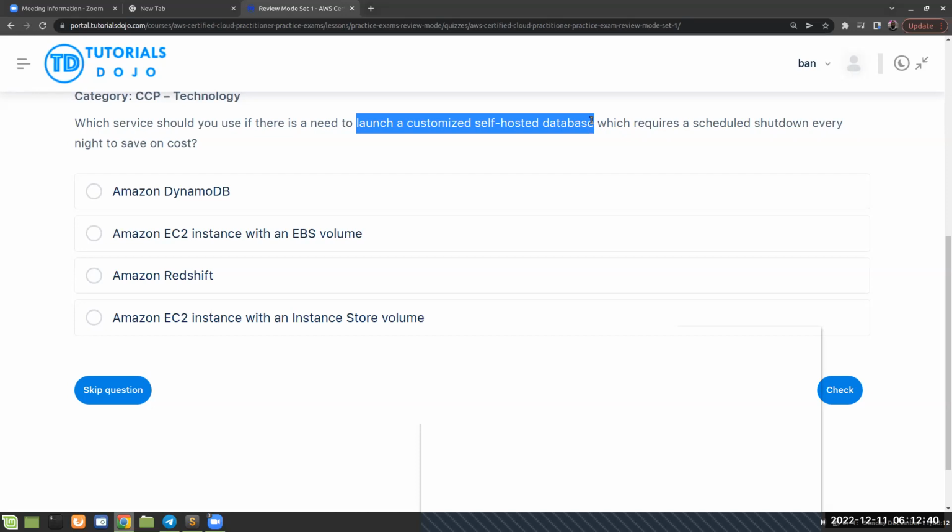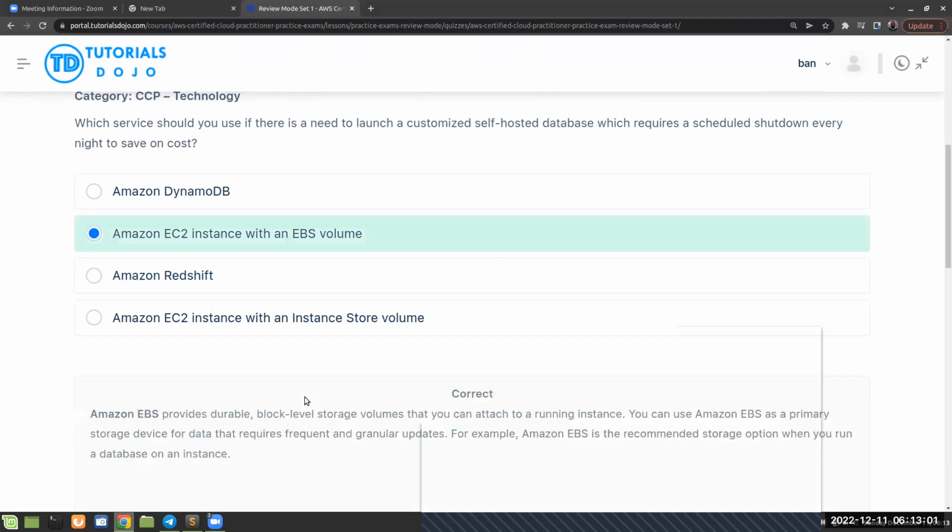I'll go for B. Okay, B. I see B supported. So let's check and see. Yeah, that's correct. Why will you not use D, for example? Who wants to explain?